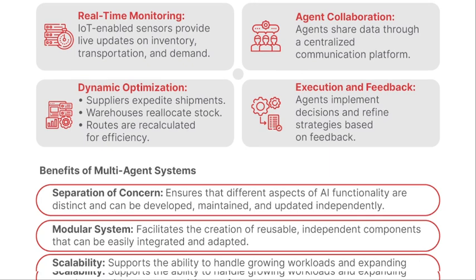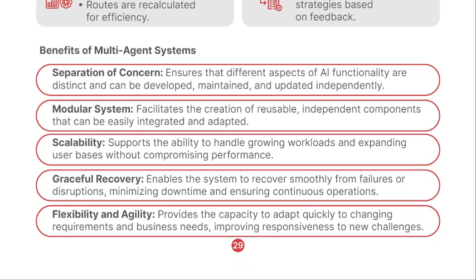Benefits of the multi-agent system. So, what are the benefits of a multi-agent system? Separation of concerns ensures that different aspects of AI functionality are distinct and can be developed, maintained, and updated independently. A modular system, where we have different modules, facilitates the creation of reusable independent components that can be easily integrated and adapted.